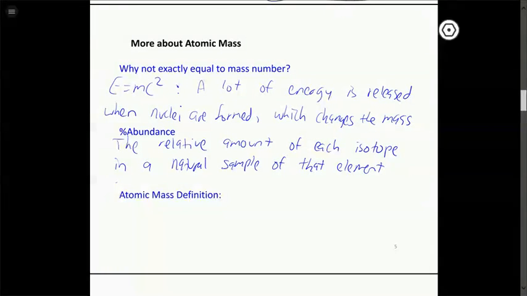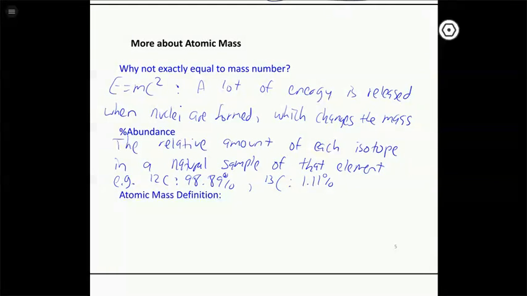So if we go back to the example of carbon, carbon has two naturally occurring isotopes. The major one is carbon 12, that standard one that we talked about, which is 98.89% abundant. So the vast majority of carbon is carbon 12, but the rest, a little bit, is going to be carbon 13, which has about a 1% abundance. So if you were to take a sample of pure carbon that's naturally occurring, it's going to have almost 99% carbon 12, and then it's going to be 1% carbon 13.